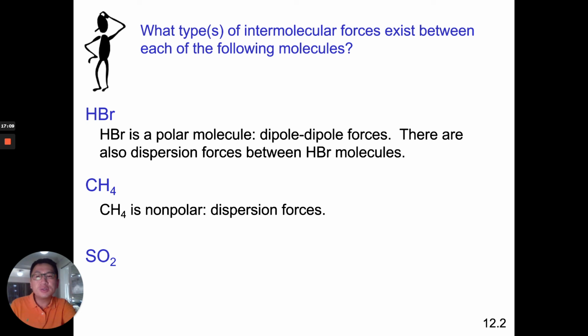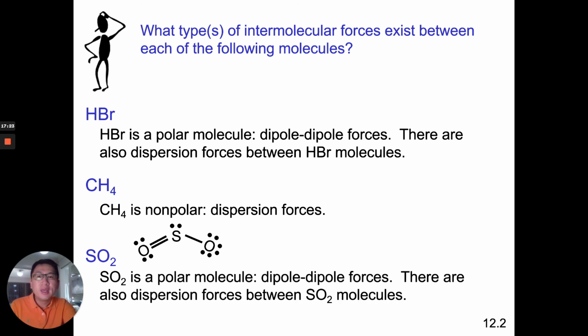Last one, SO2, sulfur dioxide. Drawing the Lewis dot structure looks like this. You'll see because it has that lone pair on it, this molecule is bent. And because it is bent, this molecule will be polar. And because it's polar, it will have dipole-dipole forces. And like all molecules, it will have dispersion forces. So this is the beginning of intermolecular forces. And we're going to continue on about some properties of some of these intermolecular forces.